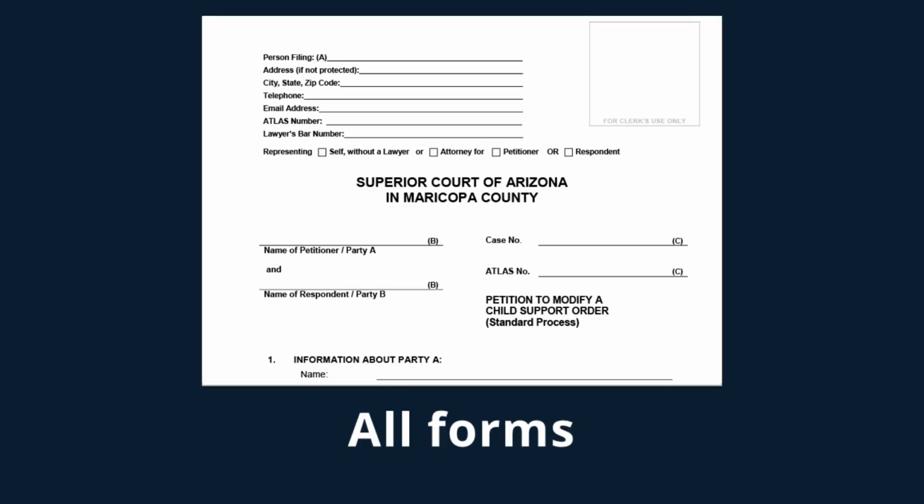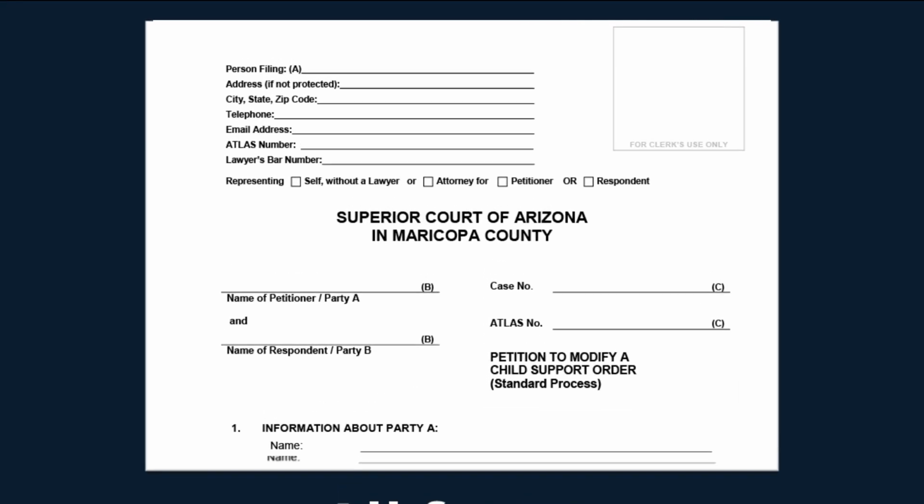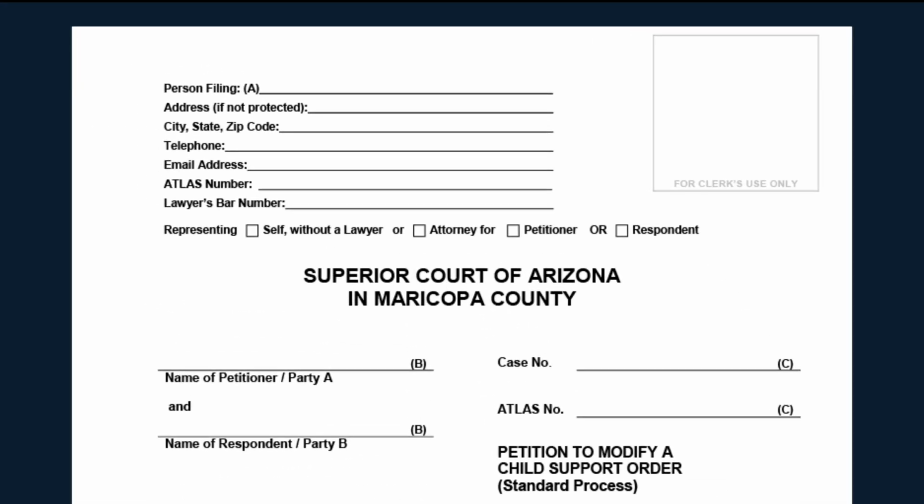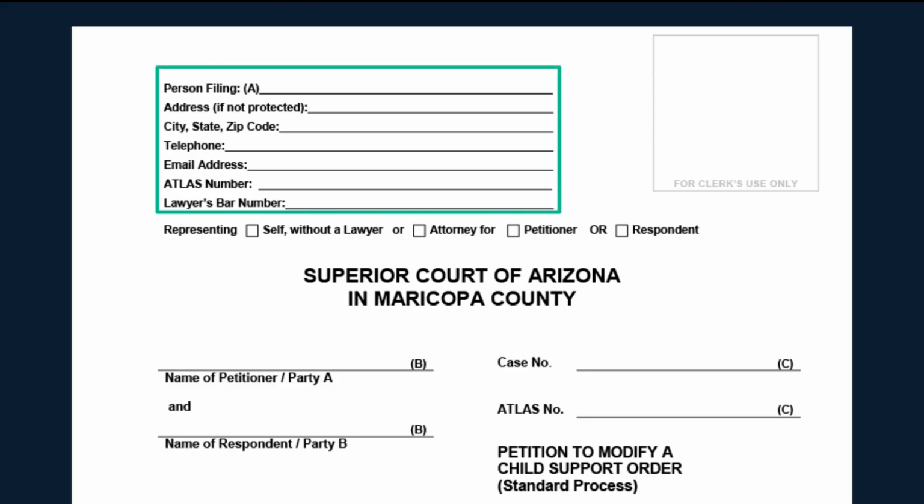Now we'll discuss some other forms you'll have to complete. These forms are in the packets on our website. You'll always need to complete the case caption, which takes up the top third of the first page of each form. This is where you'll put the information of the person who's filing. You must include your name, address, and your phone number. If you've asked to have your address protected by the court, you can leave it blank. Make sure to include your email address here if you want to be contacted that way.